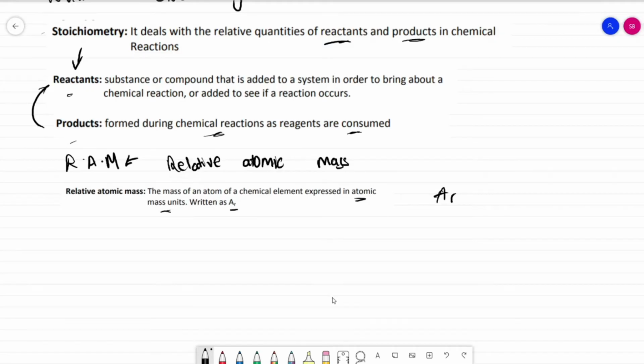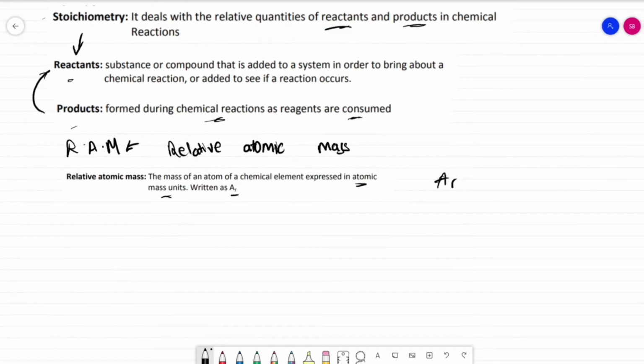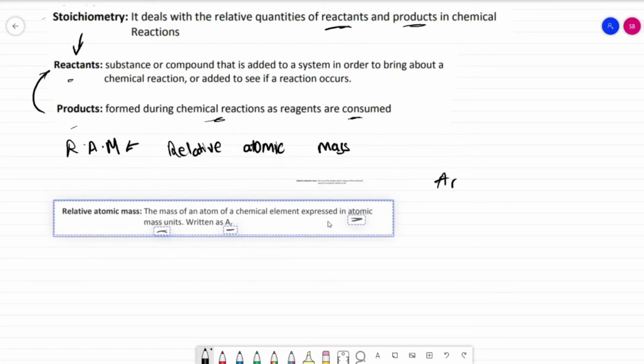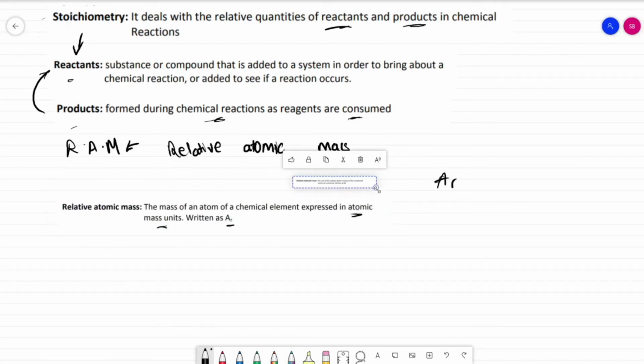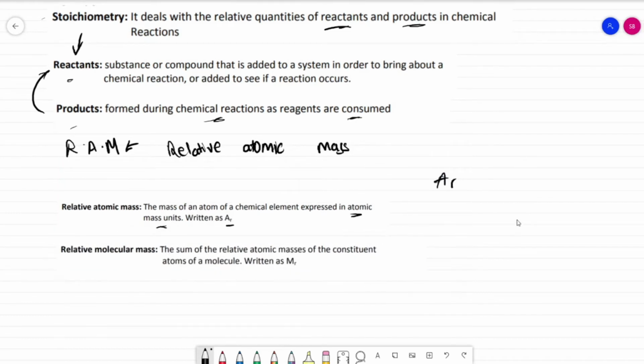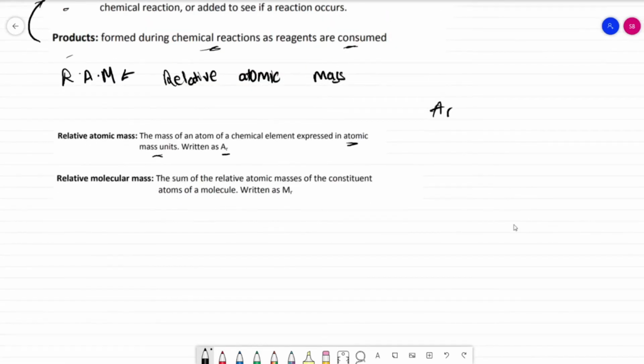Now we'll get into more details in just a minute, but you need to understand what is relative atomic mass first. The next thing you need to know is something called the relative molecular mass. Okay, there's a difference. We have the relative atomic mass and we have the relative molecular mass. The relative molecular mass is basically RMM. So the relative molecular mass you can predict is simply, now we're looking at molecules. I'm going to enlarge this so you guys can see. This is the relative molecular mass, and it says that this is the sum of the relative atomic masses of the constituent atoms of a molecule, and this is written in MR.